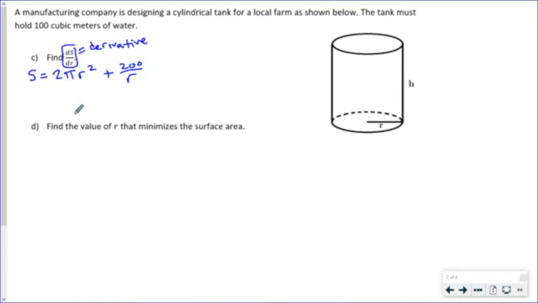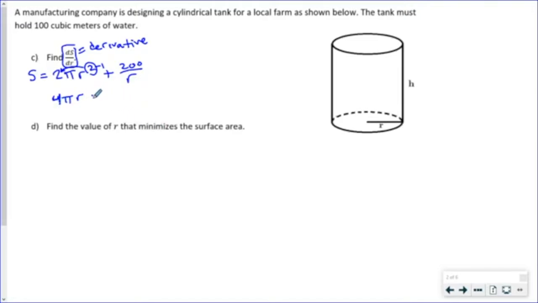Power rule. So I take this 2, put it over here, and multiply. So I get 4 pi r, and then 2 minus 1 just leaves 1. You're probably wondering, why didn't you do anything with the pi? I didn't need to. Pi just represents a number. So I'm going 4 times pi r.